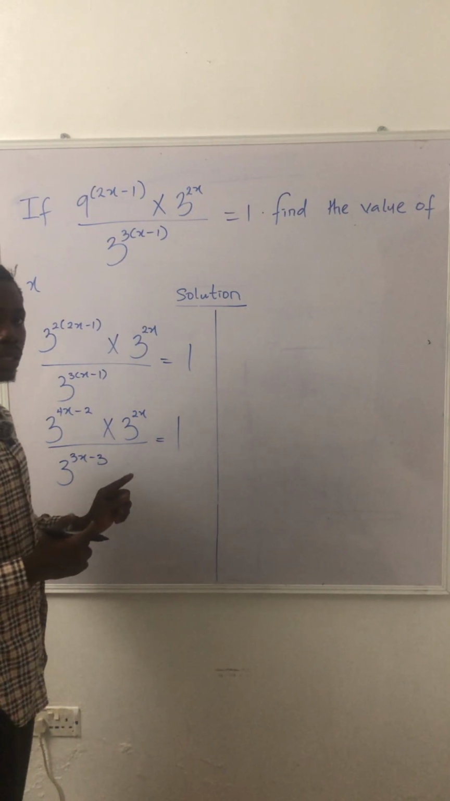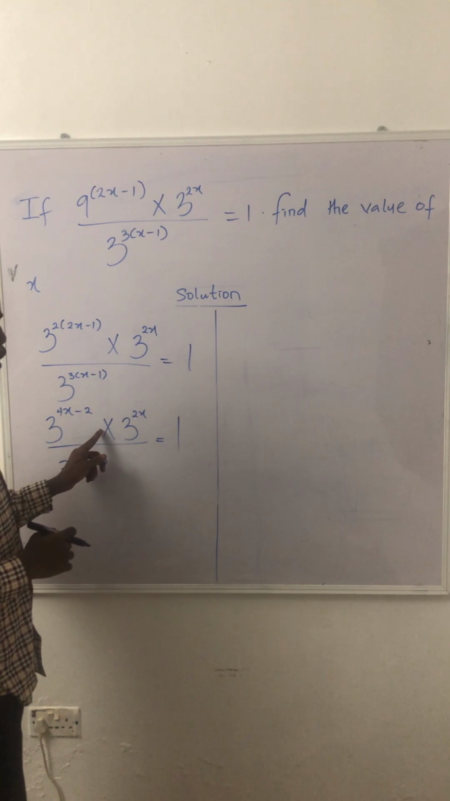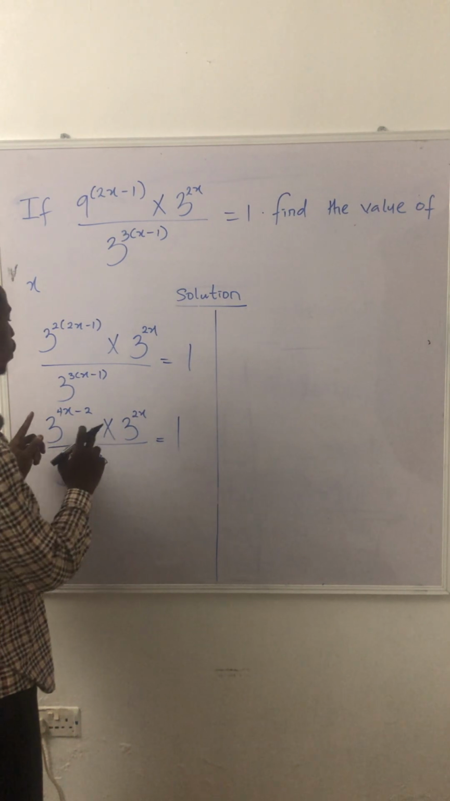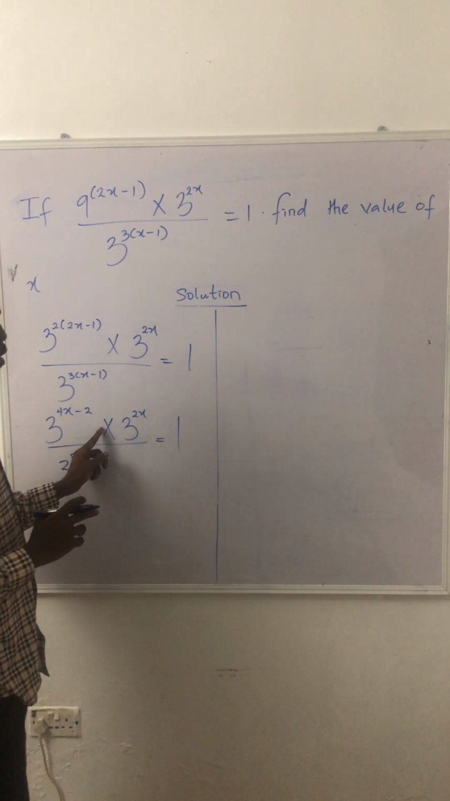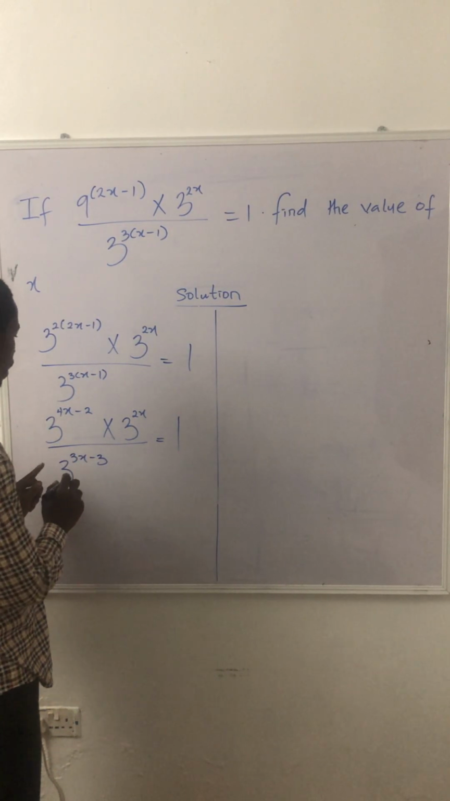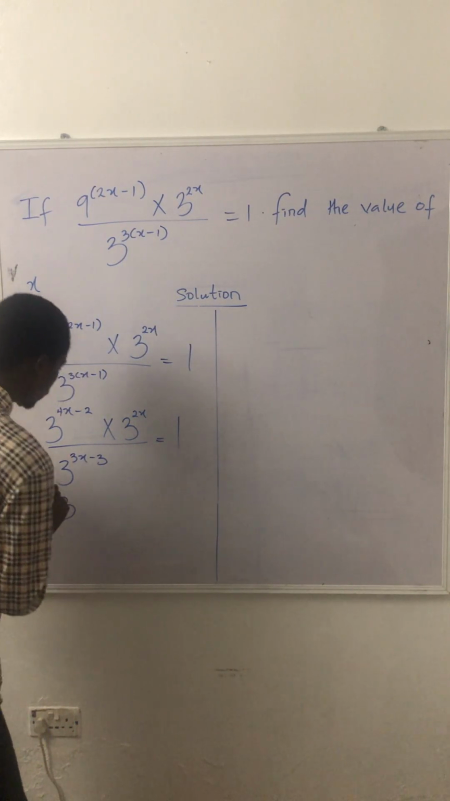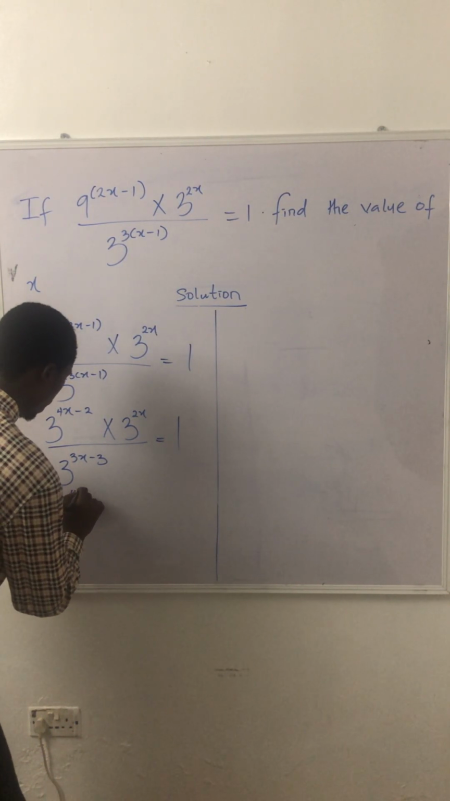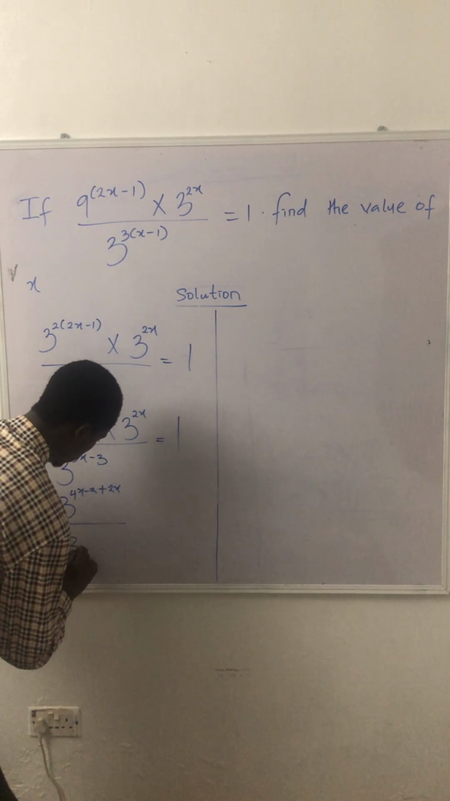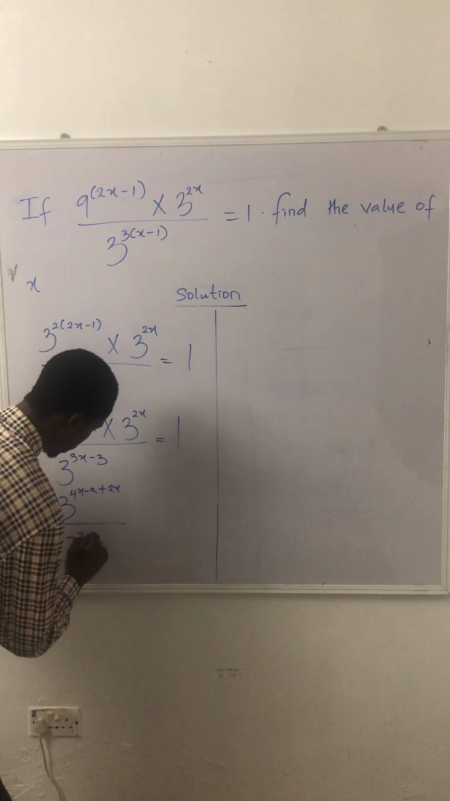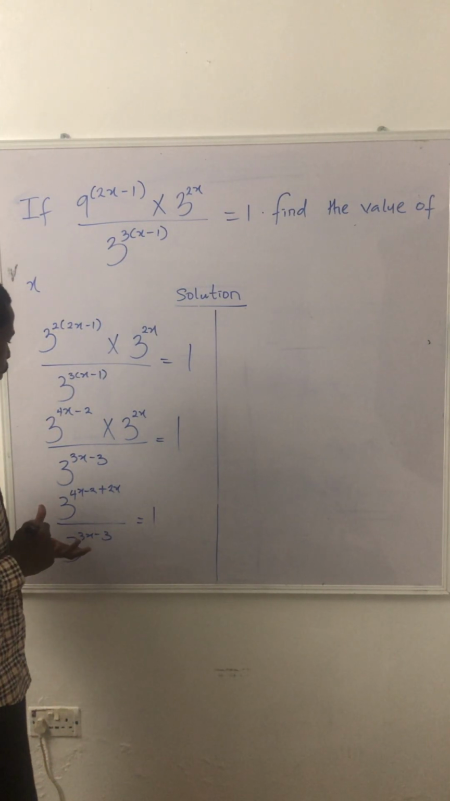So what are we going to do next? For our numerator, we know that they have the same base and we have multiplication. So indices-wise, since they have the same base, we can add their what? Power, since we are multiplying. So let's do that for our numerator. That means we are going to have 3 raised to the power 4x minus 2 plus 2x over our denominator, which is 3 raised to the power 3x minus 3 equals what? 1. So what do we do next?